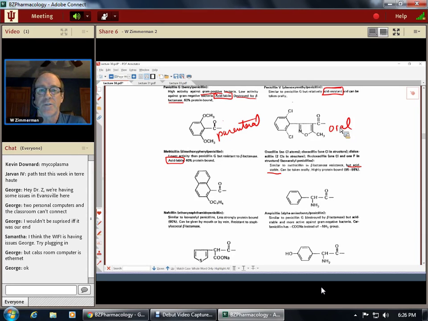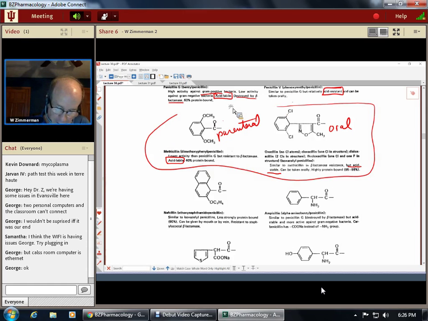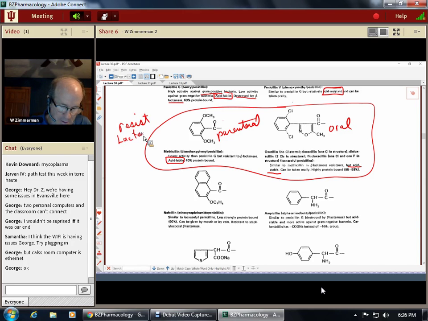The big advantage of these drugs, though, over the penicillin G is that these compounds resist the lactamase from staph.